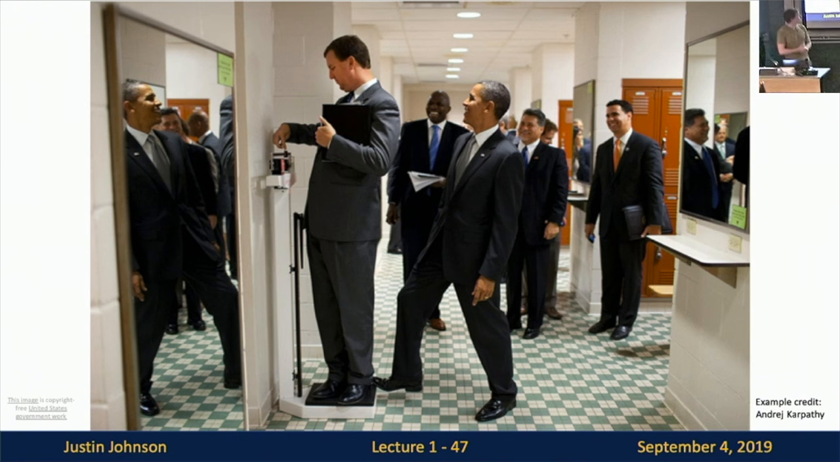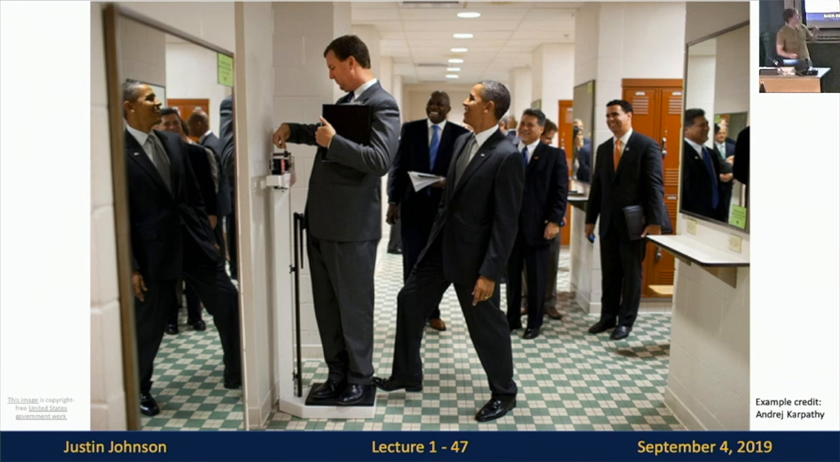You see a guy standing on a scale. You know how scales work, which requires some idea of physics. You know that he's looking at the scale. You know that he's trying to measure his own weight. You know that people tend to be self-conscious about their weight.